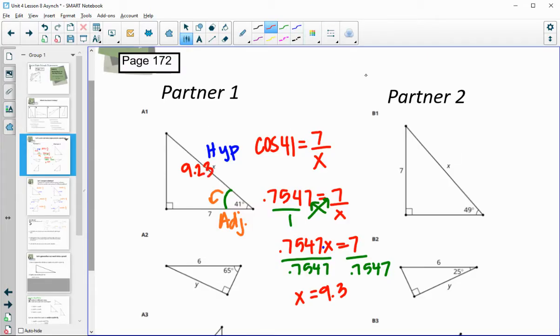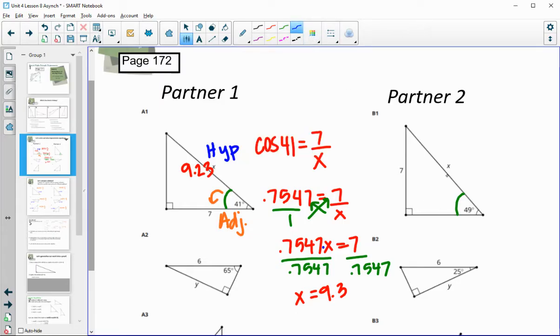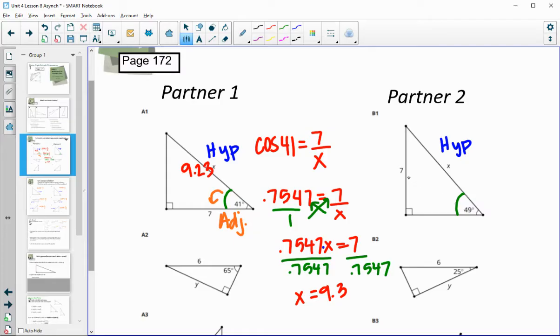If you were doing the B column, the partner 2 column, a similar story: you would find your angle and identify your sides. The hypotenuse is across from the 90, so the hypotenuse in this one is X. The opposite side, the side across from the 49 here, is where your 7 is. The function that connects the opposite and the hypotenuse is a sine function. So you would do sine of 49 equals the opposite 7 over the hypotenuse, x.